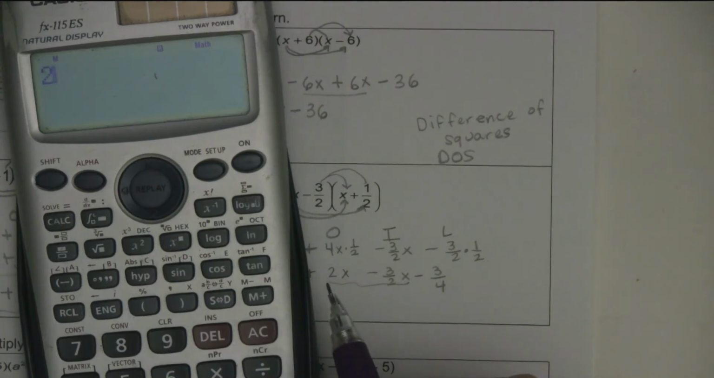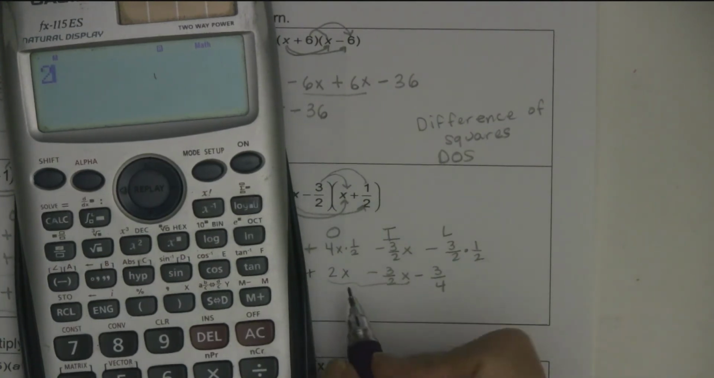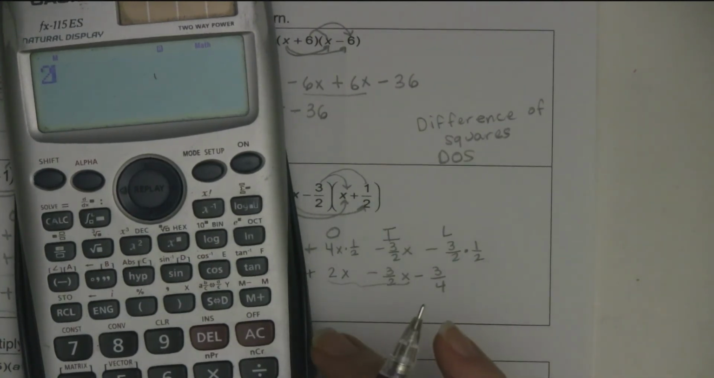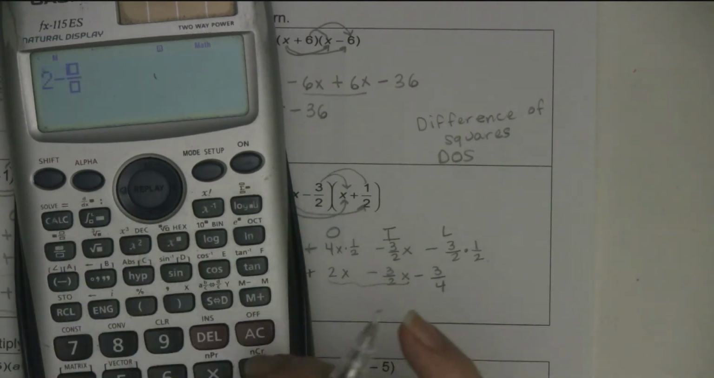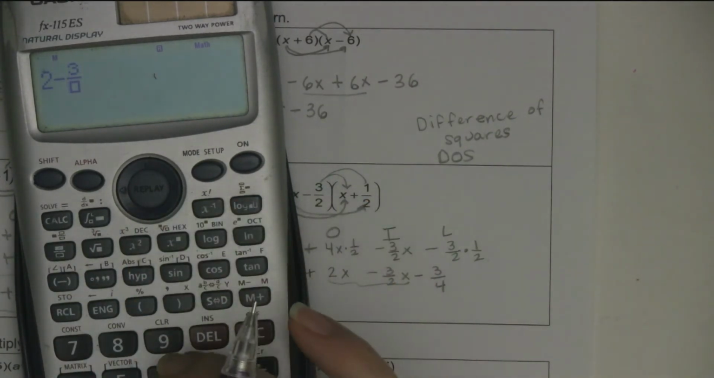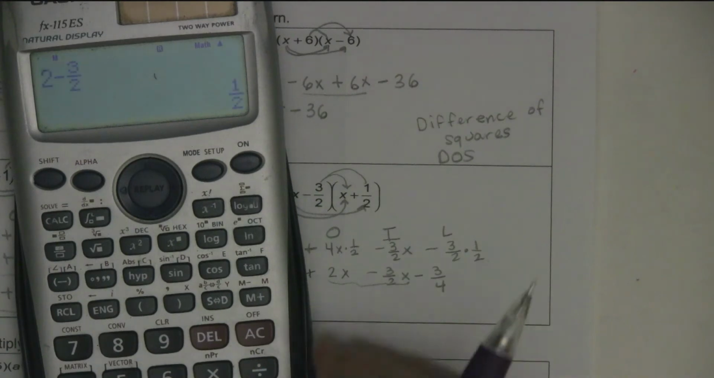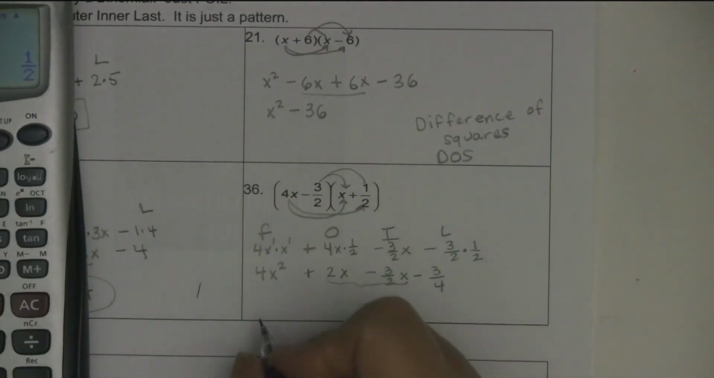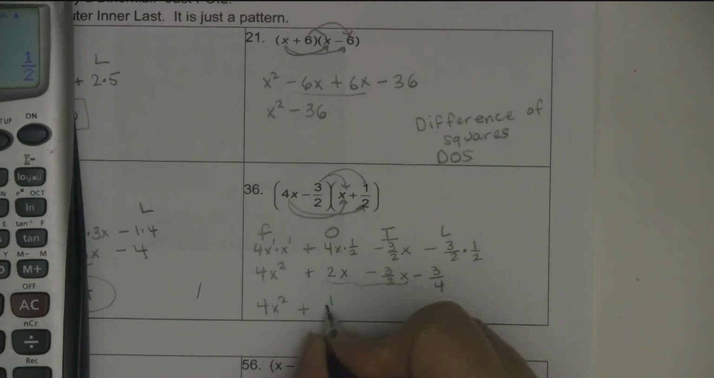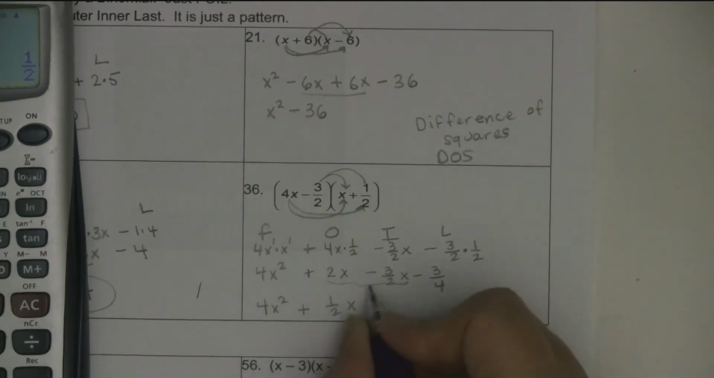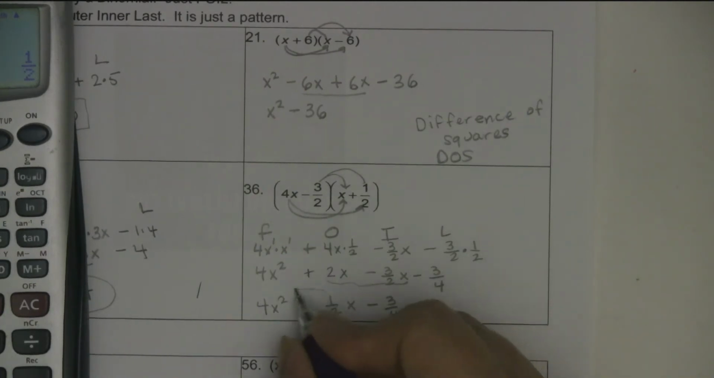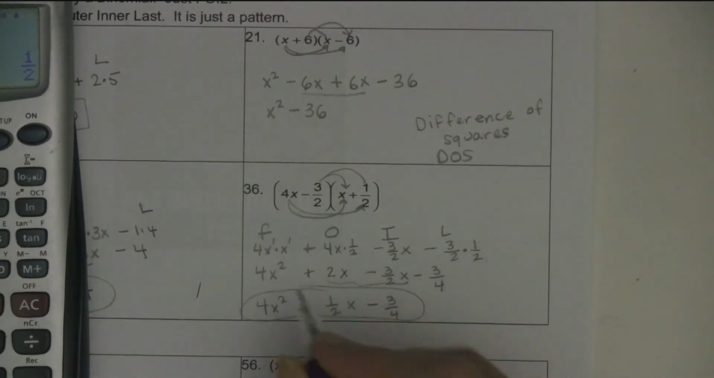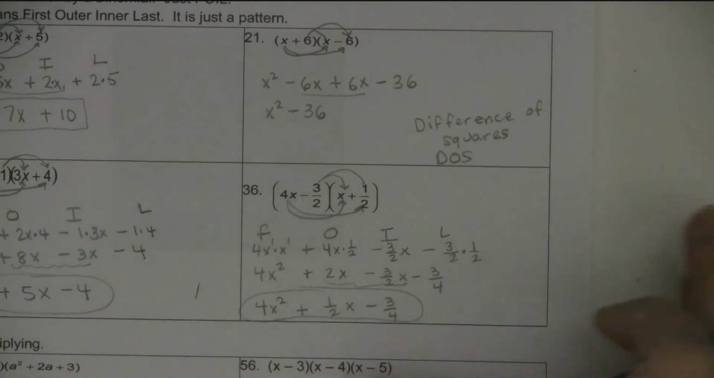And you can certainly put it on your calculator. The calculator doesn't do the variable x or the variable x squared, but it will do the numbers. 2 take away 3 halves is 1 half, as suspected. So 4x squared plus 1 half x, right, attach the same variable, minus 3/4. And there we foiled that together, and we combine like terms.